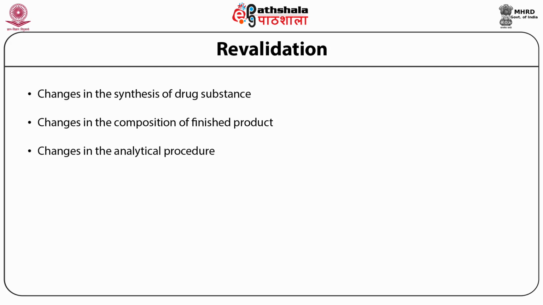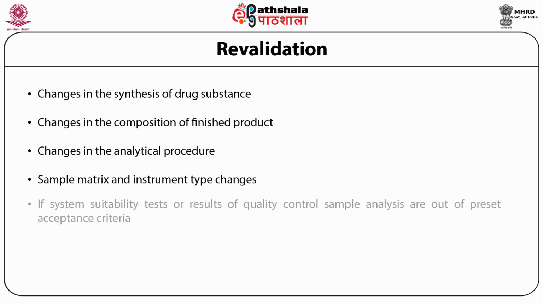Changes in analytical procedure: any change in analytical procedure calls for revalidation. Sample matrix and instrument type changes. Suppose today I am working with one HPLC, and tomorrow I go to another lab to use another HPLC. I need to revalidate my method. If system suitability tests or results of quality control sample analysis are outside the preset acceptance criteria while I keep working with an HPLC, and the parameters are not within the limits, it indicates that something is going wrong.